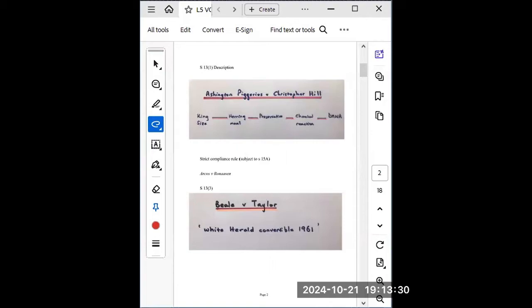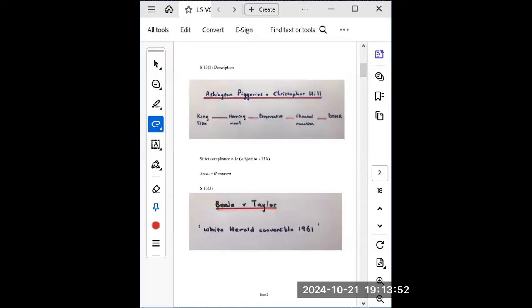Of course, nowadays, Section 13 is subject to 15A. If the breach is so slight, the court has a discretion to treat that breach not as a breach of condition, but as a breach of warranty instead.